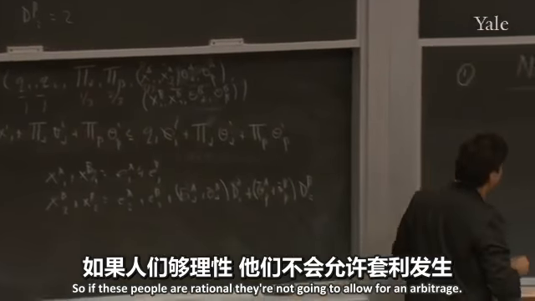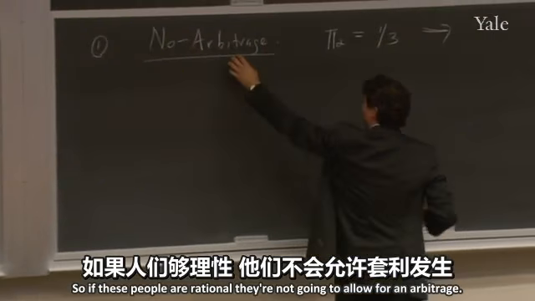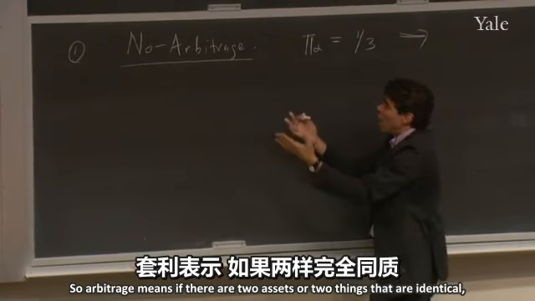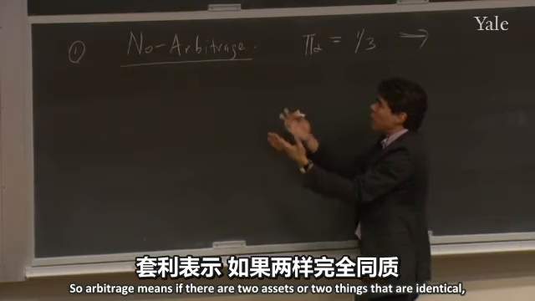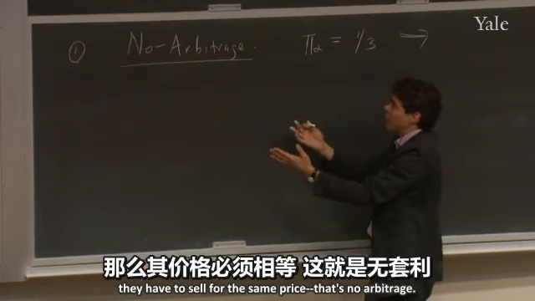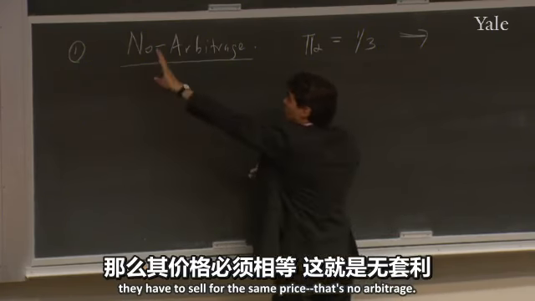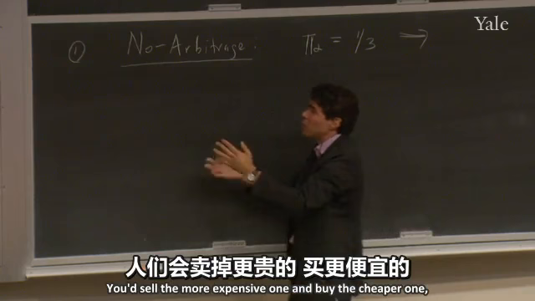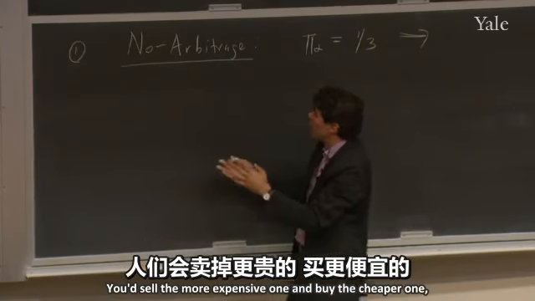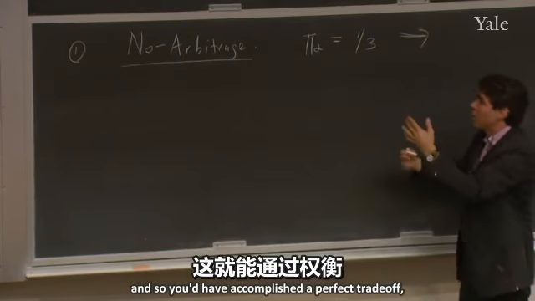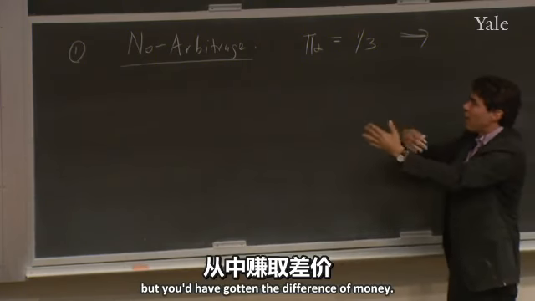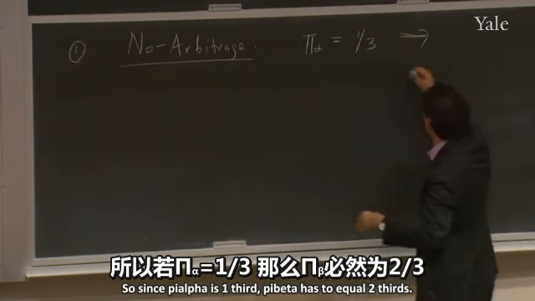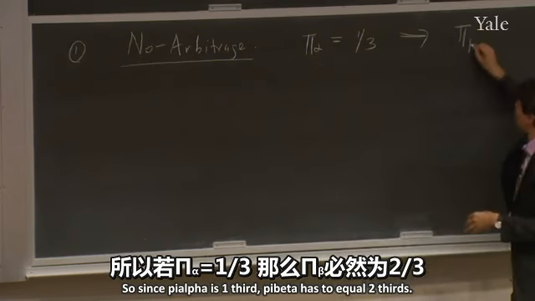So if these people are rational, they're not going to allow for an arbitrage. Arbitrage means there are two assets or two things that are identical. They have to sell for the same price. That's no arbitrage. If they sold for a different price, there'd be an arbitrage. You'd sell the more expensive one and buy the cheaper one. And so you'd have accomplished a perfect trade-off, but you'd have gotten the difference of money. So since pi alpha is 1/3, pi beta has to equal 2/3.